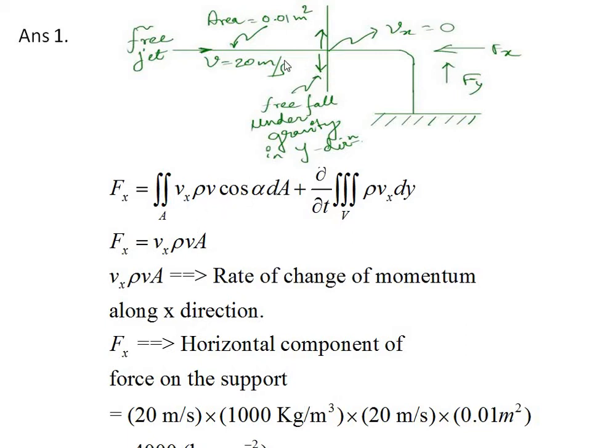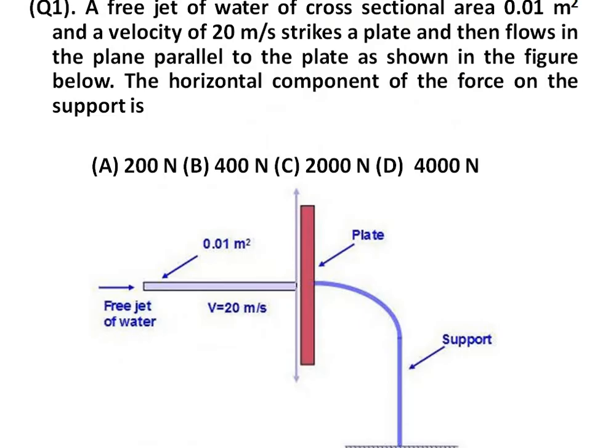cos alpha dA, and we know that the free jet is coming normal to the plate, so our alpha is 0 degrees, so cos alpha will be 1. We are left with Fx is equal to Vx rho V A. So Vx rho V A is the rate of change of momentum along the x direction, and Fx represents the horizontal component of force. If we put these values in the above equation, we find the force Fx as 20 meter per second into 1000 kg per meter cube into 20 meter per second into 0.01 meter square. This gives the product of 4000 kg meter second to the power minus 2. So our option D is the correct answer.